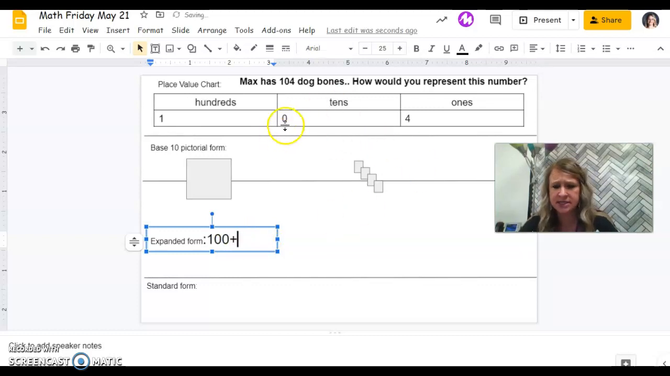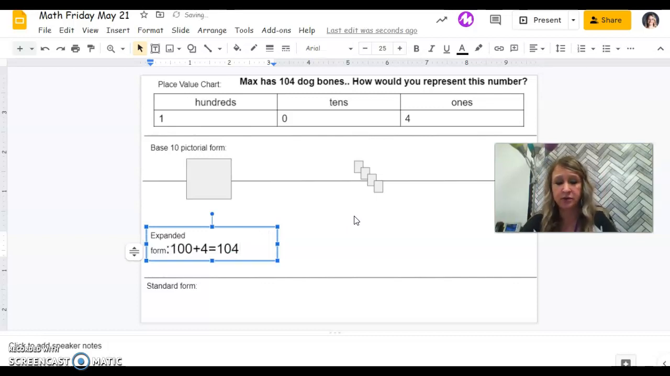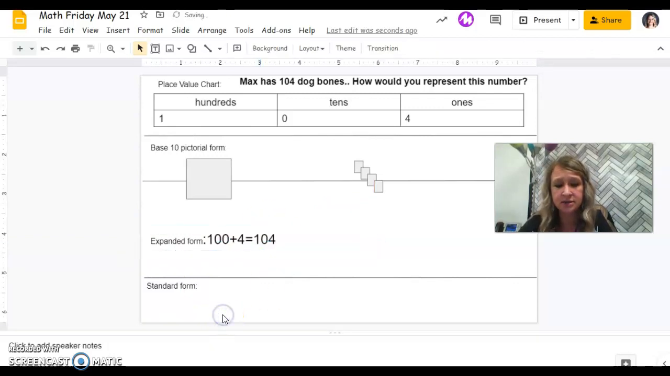My tens. How many tens did I have? 0. So there's nothing to add. How many ones do I have? There's 4 units, so 4 units is worth 4. 100 plus 4 equals 104. How do I write the number 104 in digits?